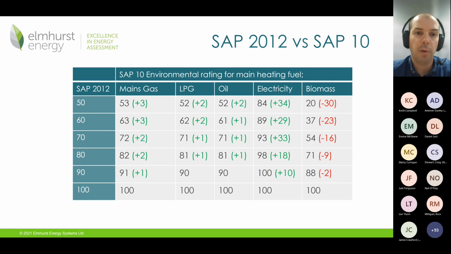Now we also have the environmental rating on EPCs, which is based on carbon, and this is the opposite. So we've already seen what's going on with electricity's carbon factor being slashed from 0.5 to 0.14 or 0.136, and that means your environmental rating shoots up. So if something that was achieving an 80 now achieves a 98, which is basically a C rating to an A rating, through no change to the building other than the goalposts changing in terms of carbon factors.